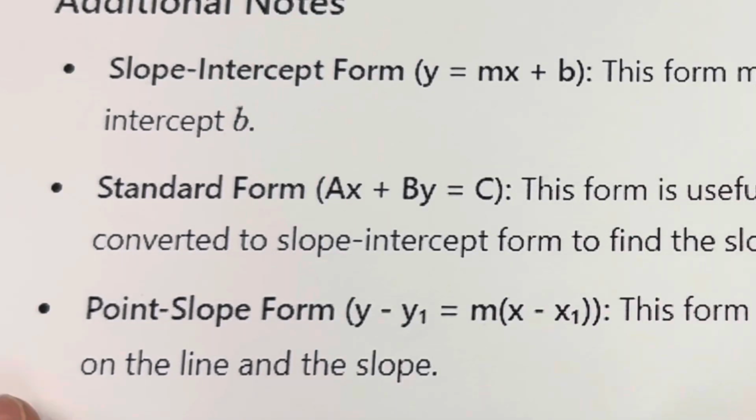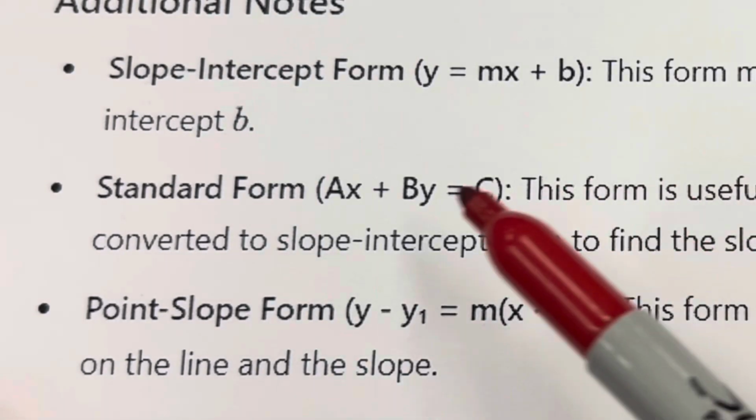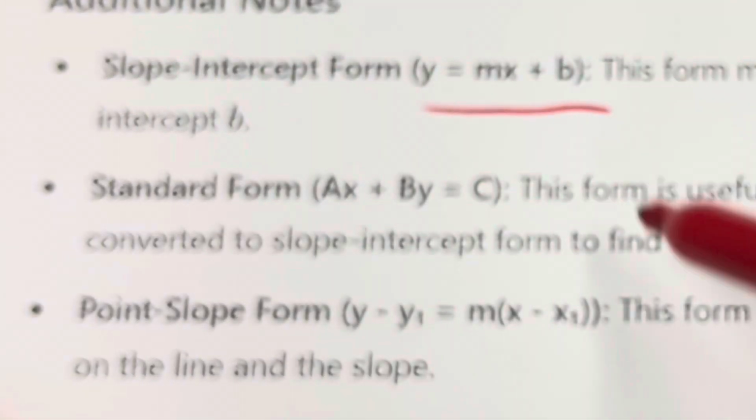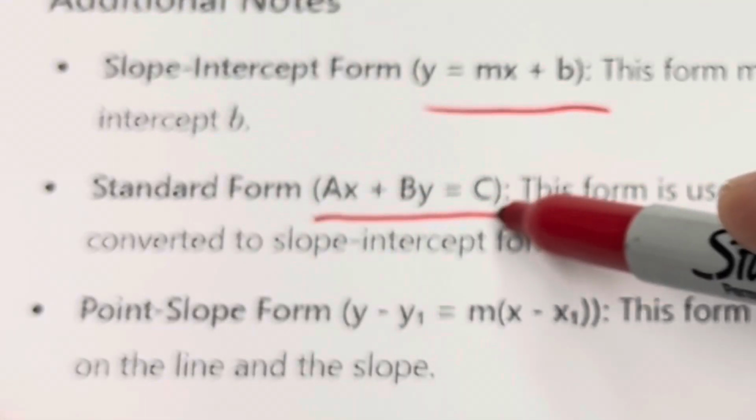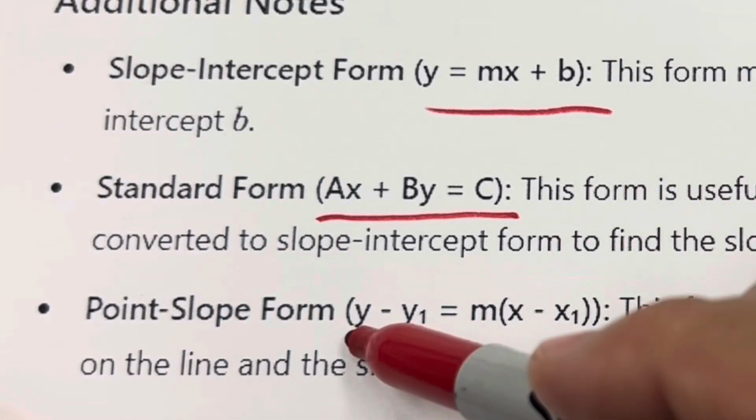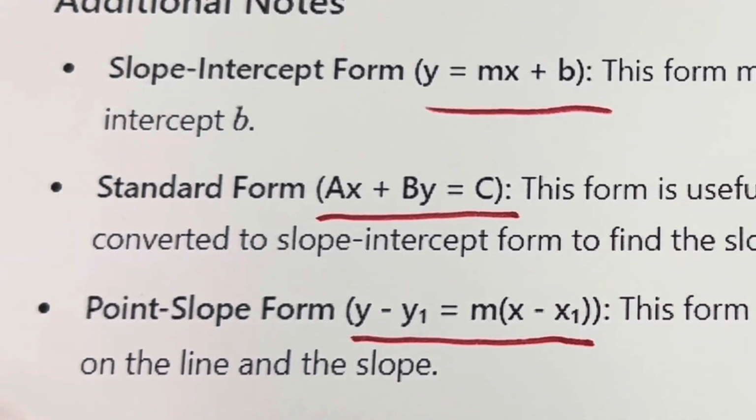Now work with those three different forms: slope-intercept form, standard form, and then point-slope form. Those three forms we're going to talk about in this video.